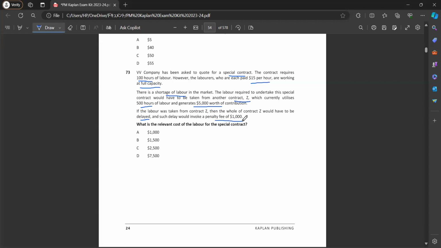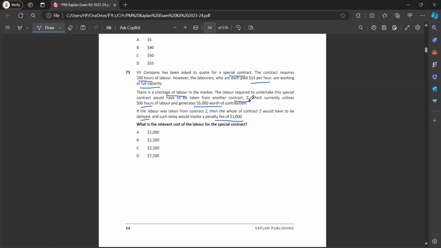That is a future incremental cost. Because the market does not have available labor, there is shortage of labor in the market. So what is it that they have to do? The labor required to undertake this special contract will have to be taken from another contract Z. Done.